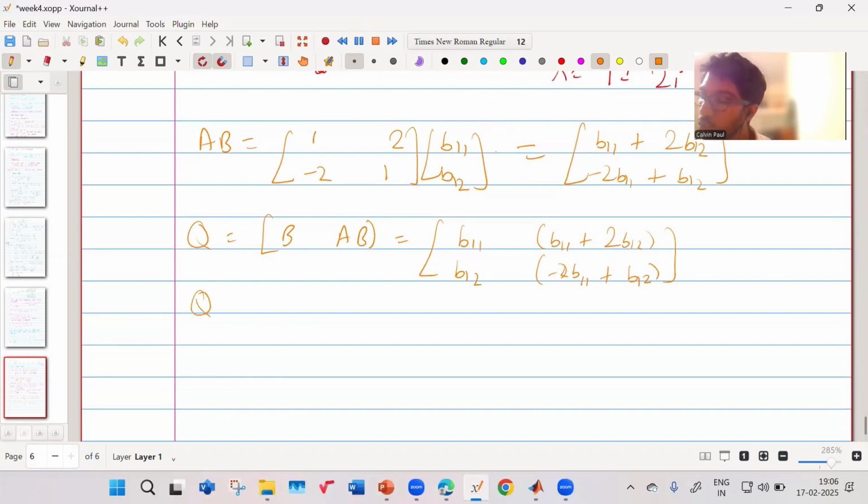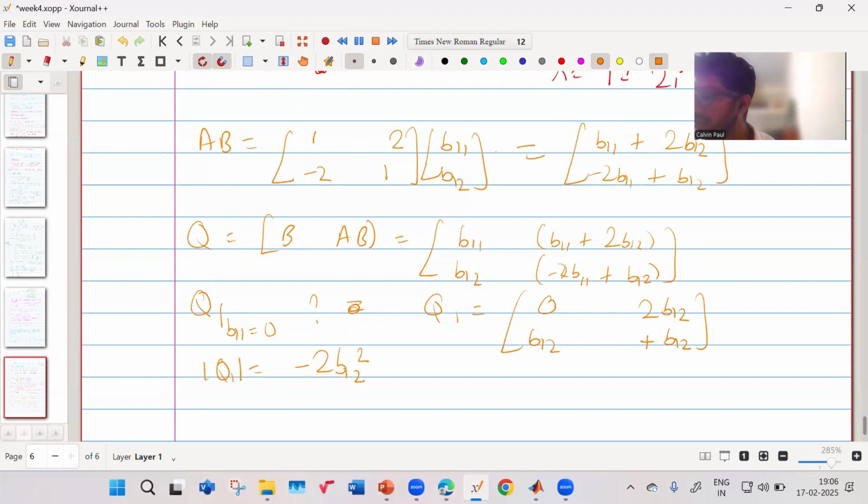Will Q be controllable if B11 is 0? Then what will happen? My Q will be what then? So the Q1 in this case will be 0, B12, 2B12, and B12. And what is the determinant of Q1 in this case? It is equal to minus 2B12 square. Okay, it is minus 2B12 square.